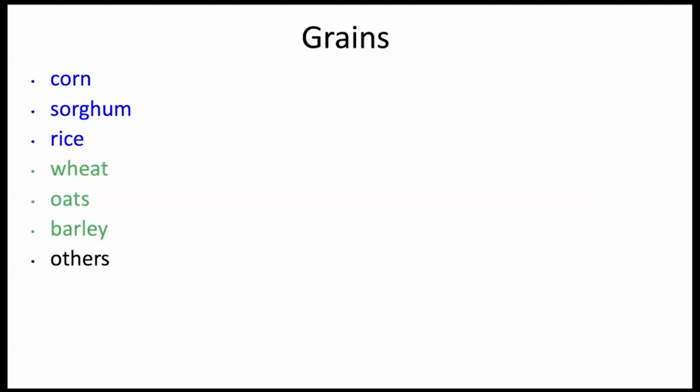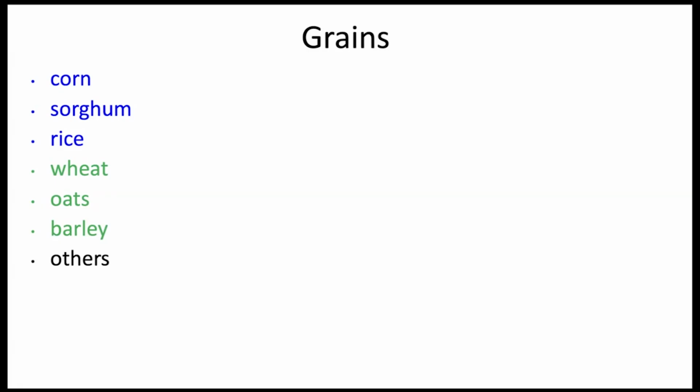So I broke tonight's presentation up into two groups. We're going to start with what I would describe as the grains, or sometimes people will use the term cereal grains. What we're talking about there is corn, sorghum, rice. Those are all warm season crops. And then wheat, oats, and barley would be cool season crops. There are several others, but these are going to be the core ones.